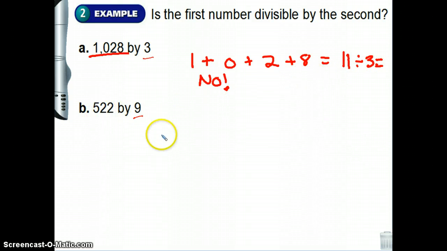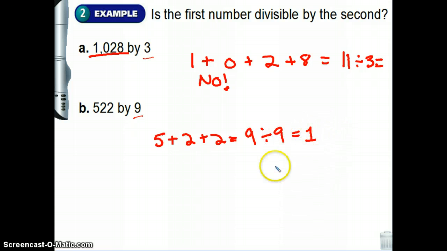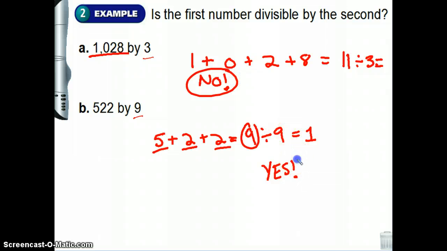The next one, 5 plus 2 plus 2. Well, I know that 5 plus 2 is 7, and 7 plus 2 is 9. Is 9 divisible by 9? You would say yes. And why? Because your work showed you that the digits of 5, 2, and 2 equal 9, and 9 is divisible by 9. So your answer for A is no. Answer for B is yes.